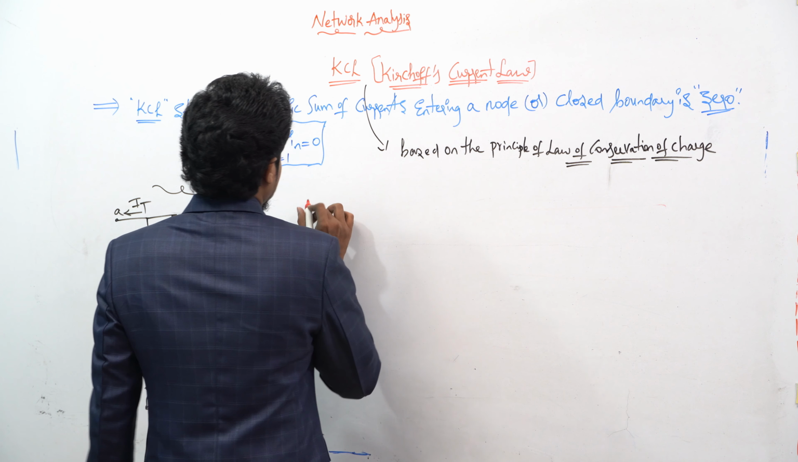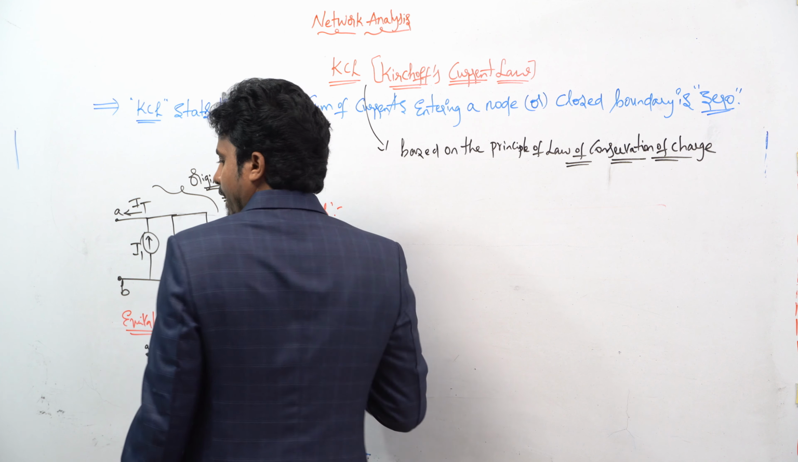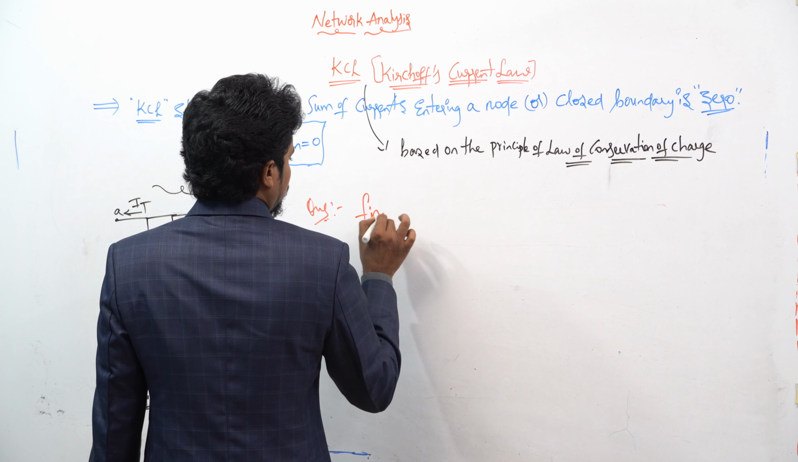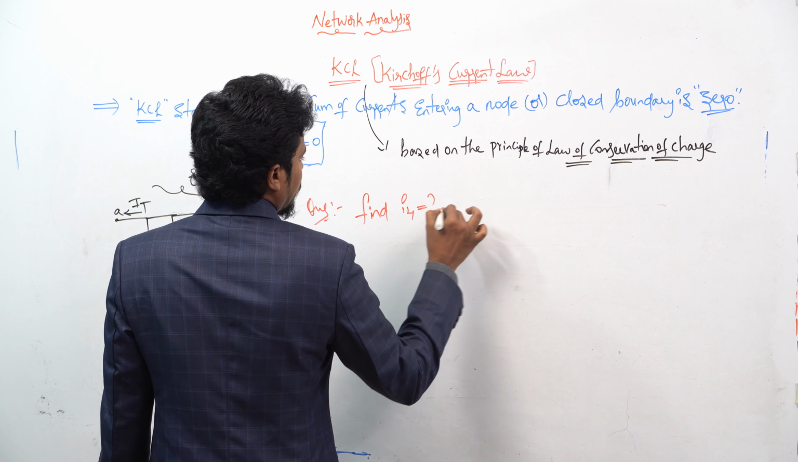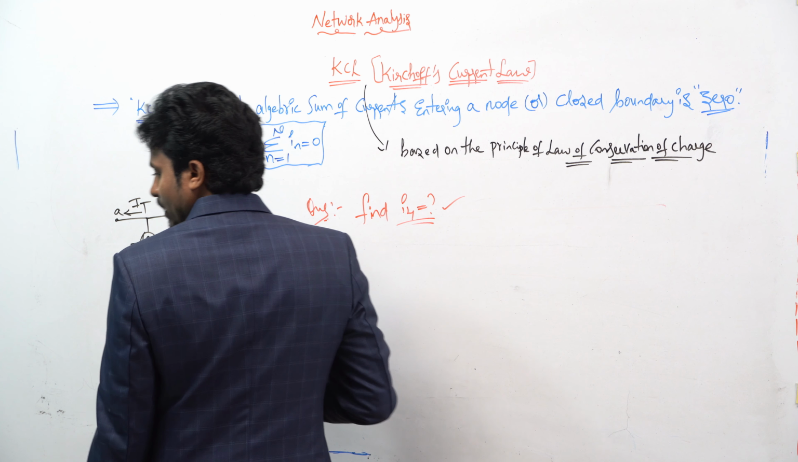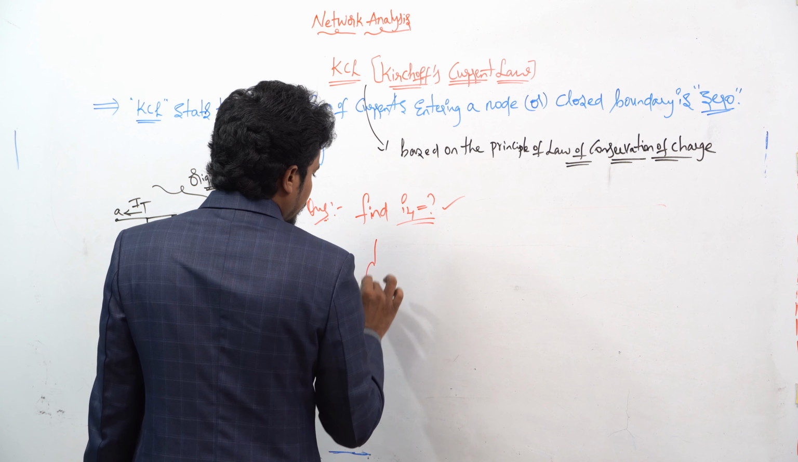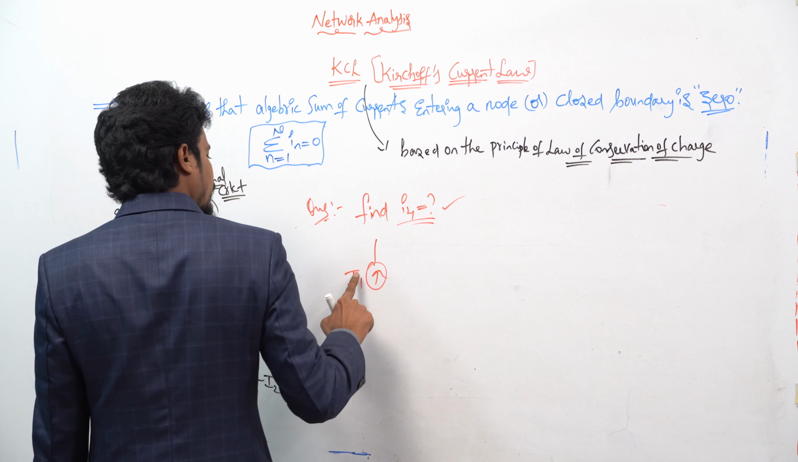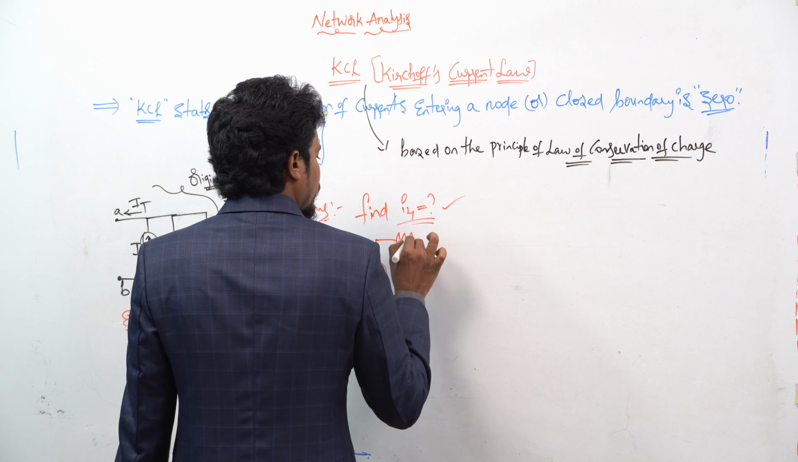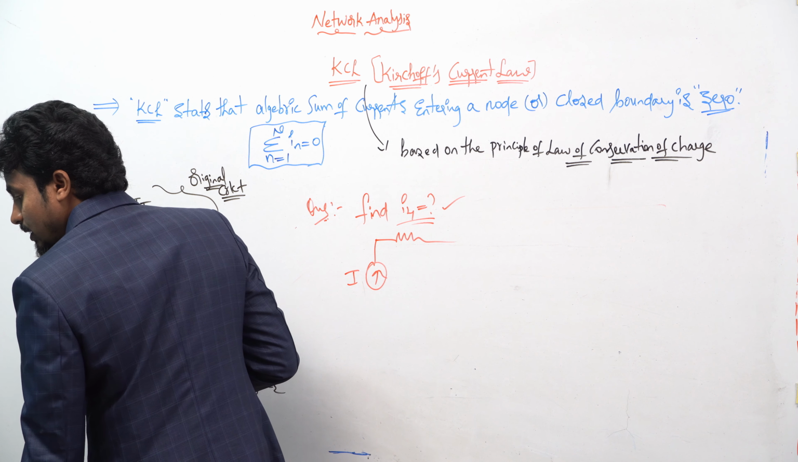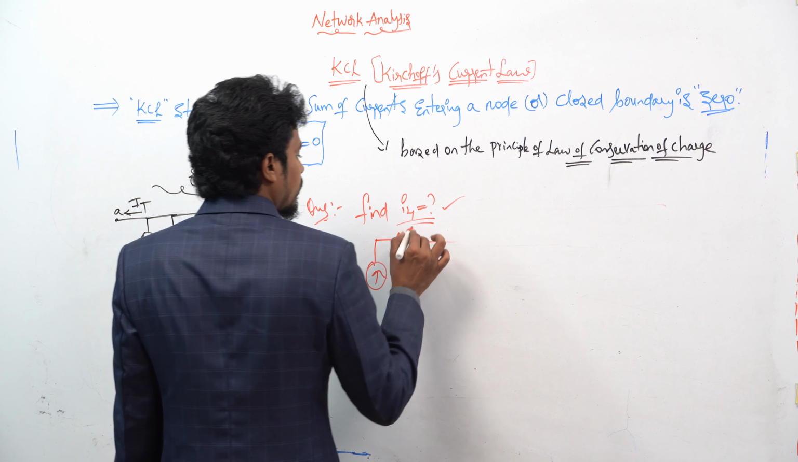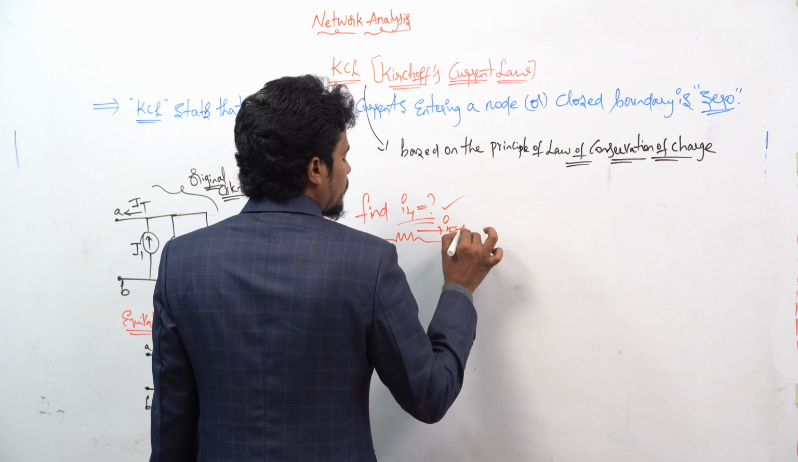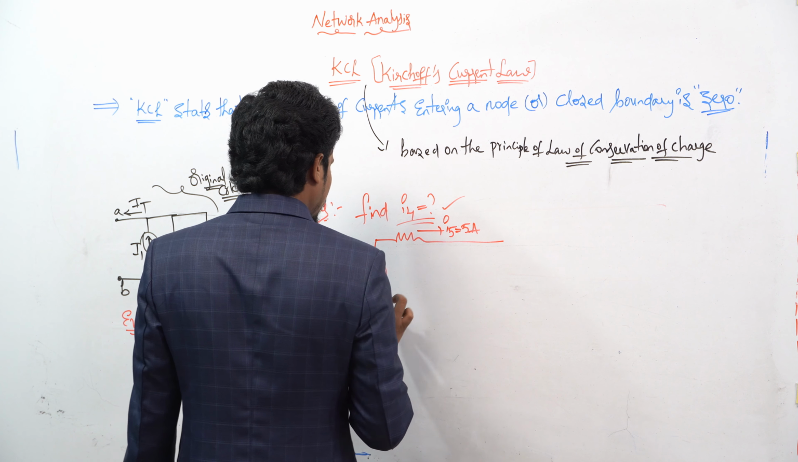Question. What is the question they have asked? Find I4. You must find your I4. And this is the circuit, and this is the current I, and this is your resistor, I5. Here I5 is equal to 5 amperes, as given.